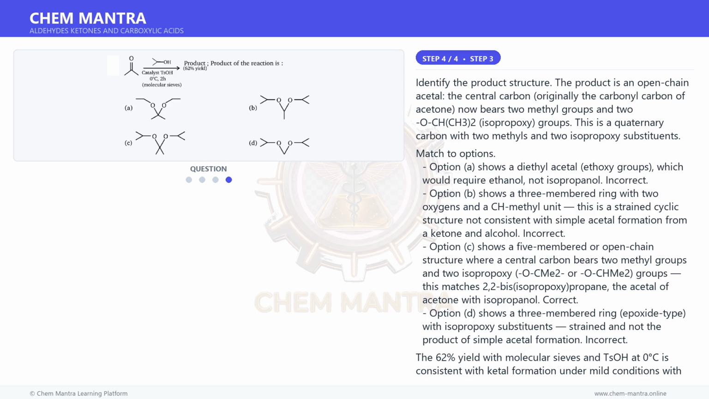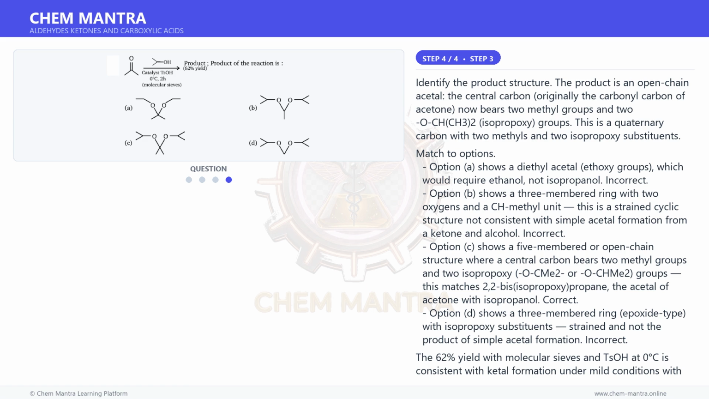The product is an open-chain acetal. The central carbon, originally the carbonyl carbon of acetone, now bears two methyl groups and two OCH(CH3)2, isopropoxy groups. This is a quaternary carbon with two methyls and two isopropoxy substituents.